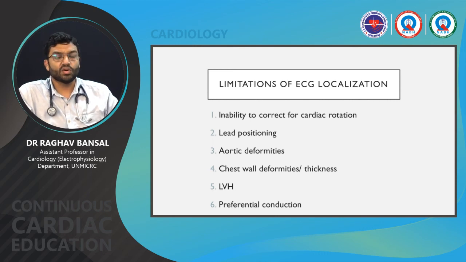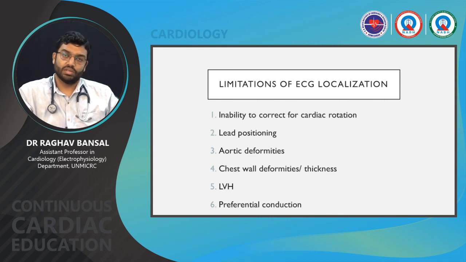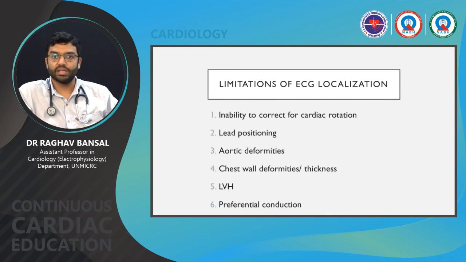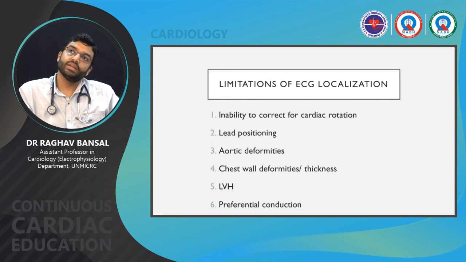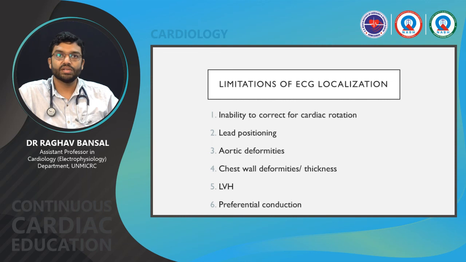ECGs are often not able to correct for cardiac rotations. The cardiac position in the thoracic cavity is not very constant. There might be some rotations, anti-clockwise or clockwise. These rotations in the thoracic cavity, like a patient with COPD who will have a hyperinflated lung and a more vertical heart, can change the patterns of ventricular arrhythmias on ECG. Lead positioning: it is very important to accurately position the chest leads and all the limb leads. There should be no errors in lead positioning. Positioning the chest leads one intercostal space higher or lower may cause significant changes in the 12 lead ECG findings. So we have to be very careful about that.